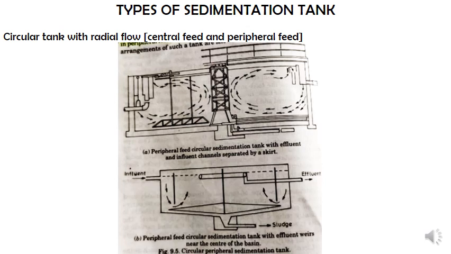Now these are the circular tanks with radial flow, and here it is a central feed and a peripheral feed. So you can check it out. The top one is nothing but peripheral feed. So here what is happening is the inlet is coming from the periphery, that is from the sides, and based on the flow pattern, or else based on this inlet arrangement, it will tend to push this downwards. The water, or else the inlet, will be pushed downwards, and in turn it needs to first go down and then it will be able to come up.